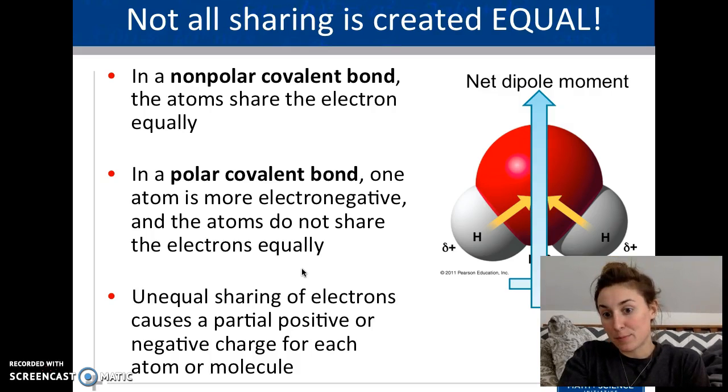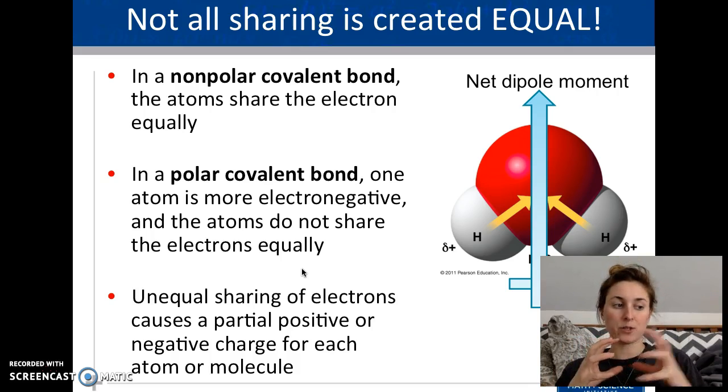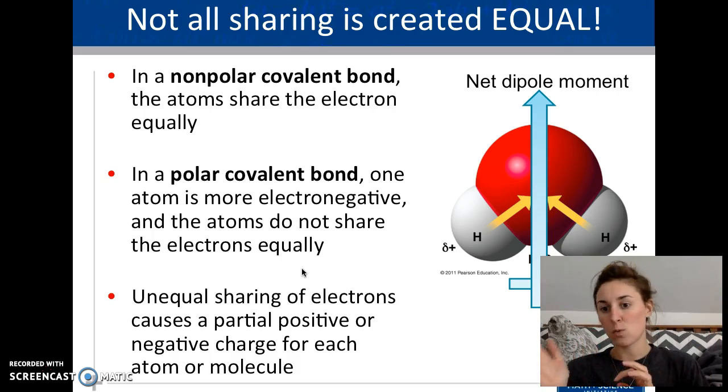We call it a net dipole moment. Basically, a dipole means that I have my molecule and one side is a little bit negatively charged, one side is a little bit positively charged, similar to a magnet.